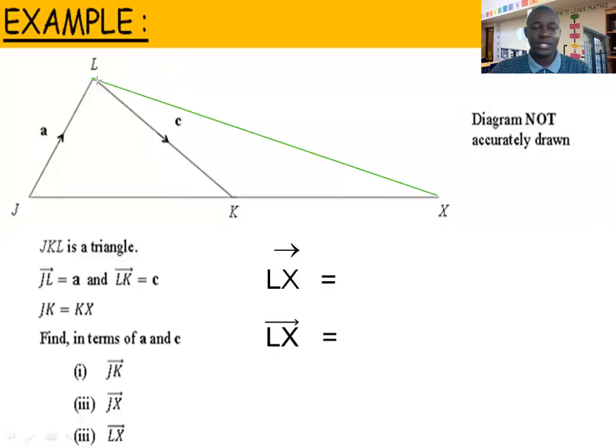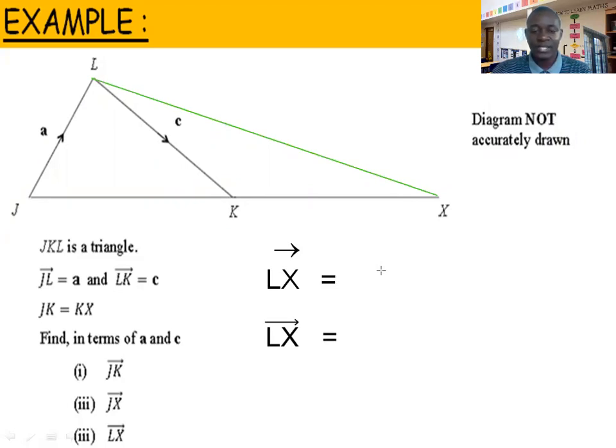The vector Lx has start point L and end point X. Of course, that will be the same thing as the movement from L to J and then J down to X. You can also see it's the same thing as L to K and then K to X. Whichever way you get your problem solved, you arrive at the same answer. So see how I have solved mine.